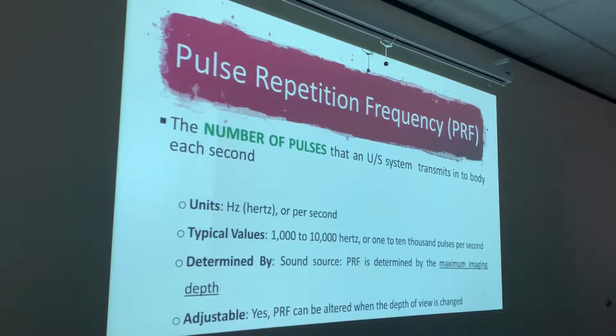So again, that's the number of pulses transmitted into the body each second. The typical values for that are going to be 1,000 to 10,000 hertz. Okay? So that's 1,000 to 10,000 pulses per second that a transducer emits into the body.